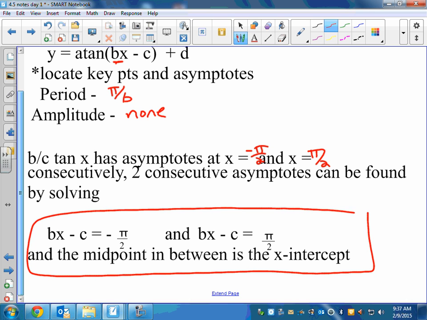To find 2 consecutive asymptotes, you're going to have to set whatever's with that tangent, which I call bx minus c, equal to 2 consecutive asymptotes. So I always do -pi halves and pi halves, and that gives me my first set of asymptotes, and then I just make them equally spaced from there. Okay, so we're going to practice this a little bit, and then after we do secant and cosecant, we'll summarize that again. So you can see as you open up your notes, it's just a whole bunch of graphs. How exciting.